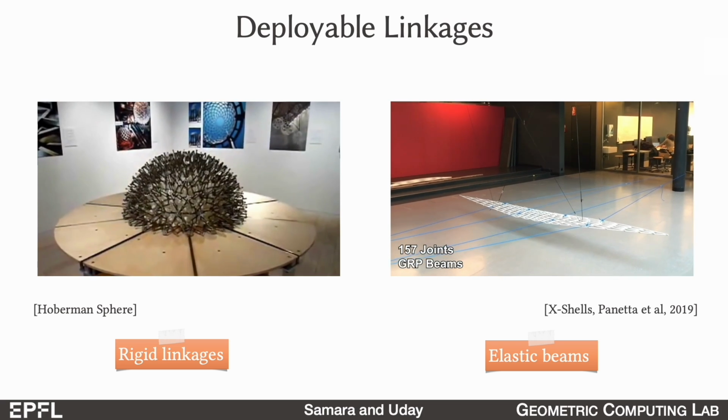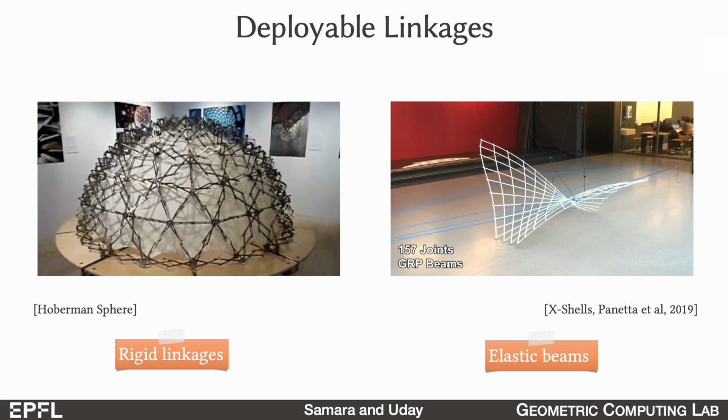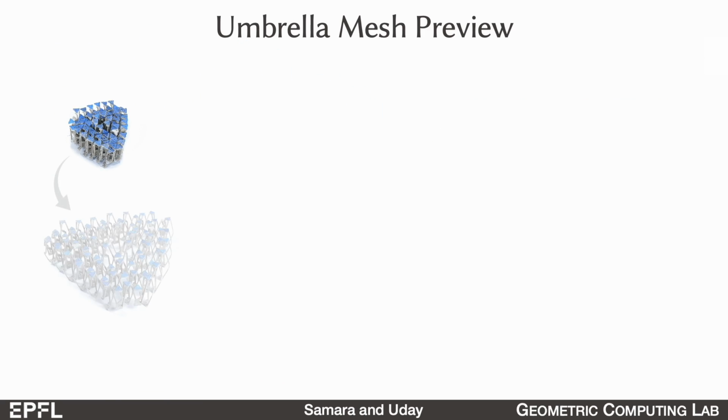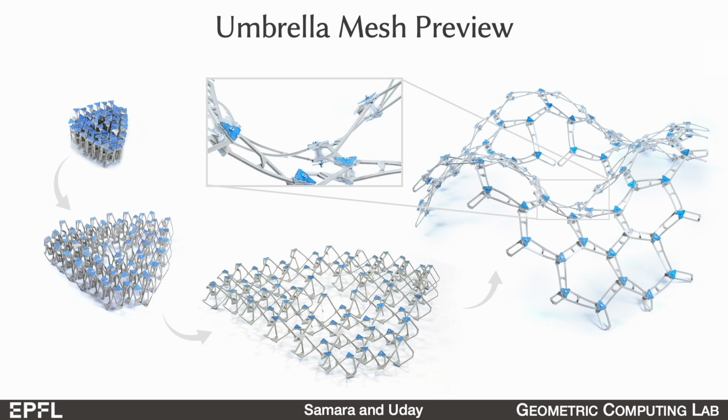We want to combine the best in both systems by assembling vertical linkage units built with elastic beams. Here's a preview of an umbrella mesh. It has a compact volumetric rest state and deploys into a doubly curved surface-like structure. In the highlight view, you can see that the beams store elastic energy and the whole structure is bending active.